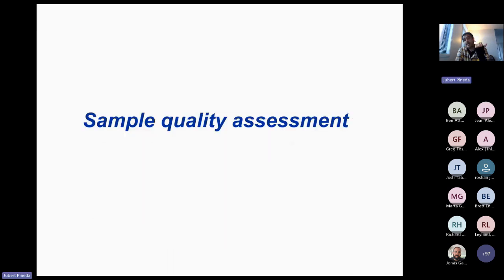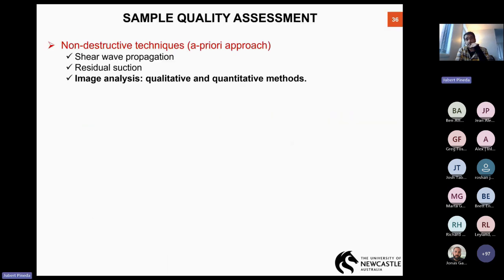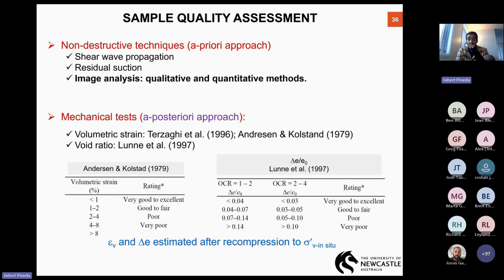How can we evaluate sample quality? This is potentially one of the key messages of my talk today. There are two main trends. We have non-destructive techniques, which are good because we want to check if our sample quality is good enough before doing any test. I'm going to highlight only one, which is the imaging technique, with qualitative and quantitative analysis that we have developed at the University of Newcastle based on CT scans. But the more standard procedure is based on mechanical tests.